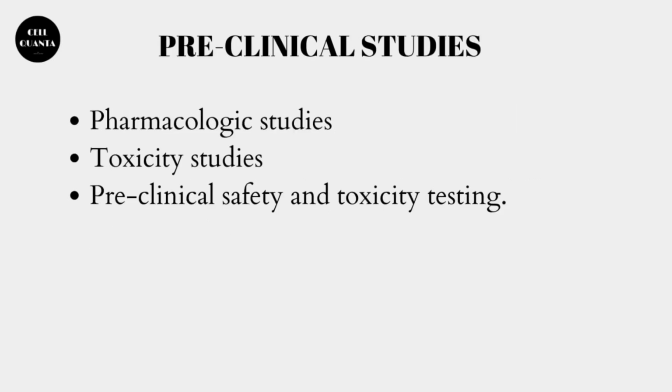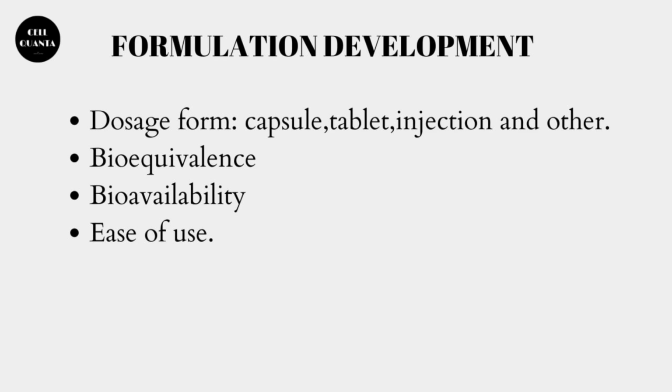Next, the preclinical studies. In preclinical studies, pharmacological studies and toxicity studies are carried out, along with preclinical safety and toxicity testing. The goals of the preclinical studies are identifying a safe drug and identifying the potential for human toxicity. Then comes formulation development. In formulation development, the dosage form can be a capsule, tablet, injection, or anything else. The drug should have bioequivalence, bioavailability, and ease of use.